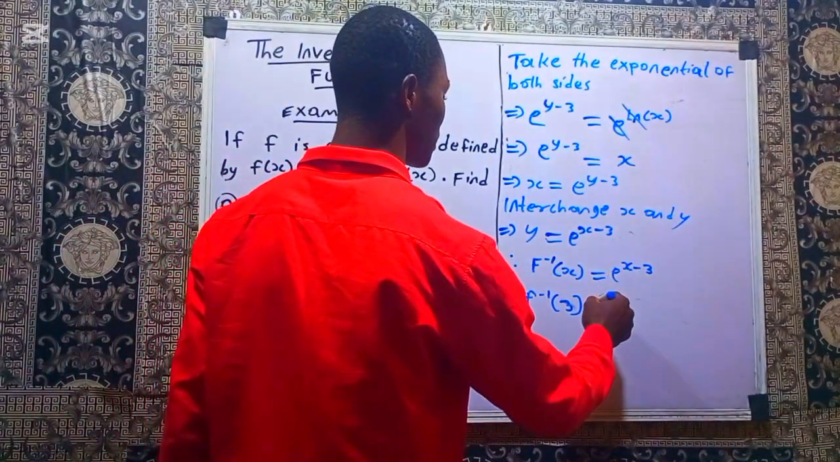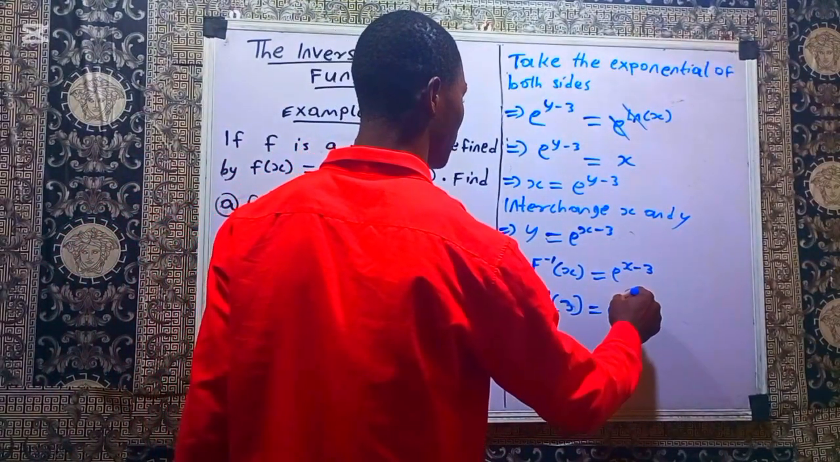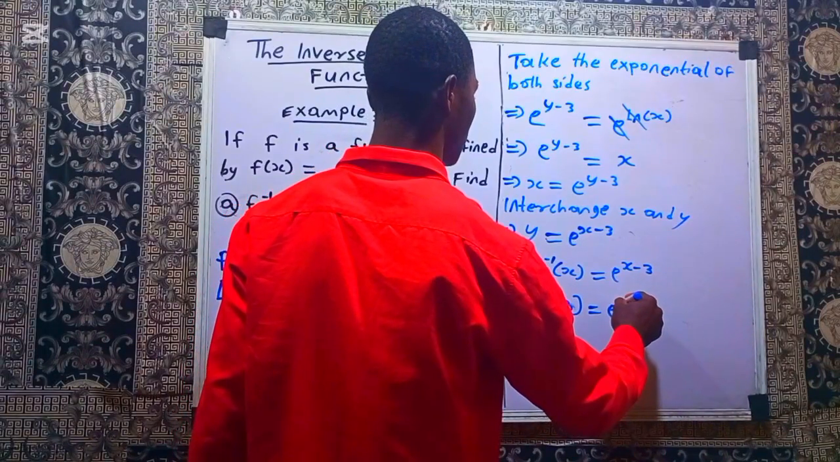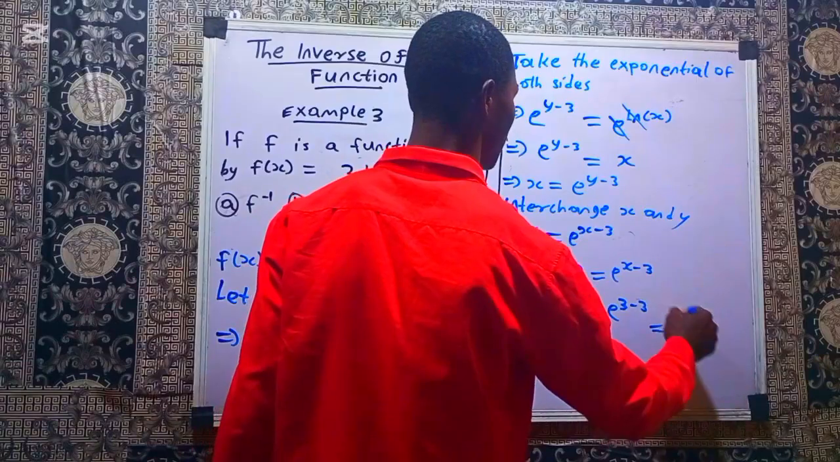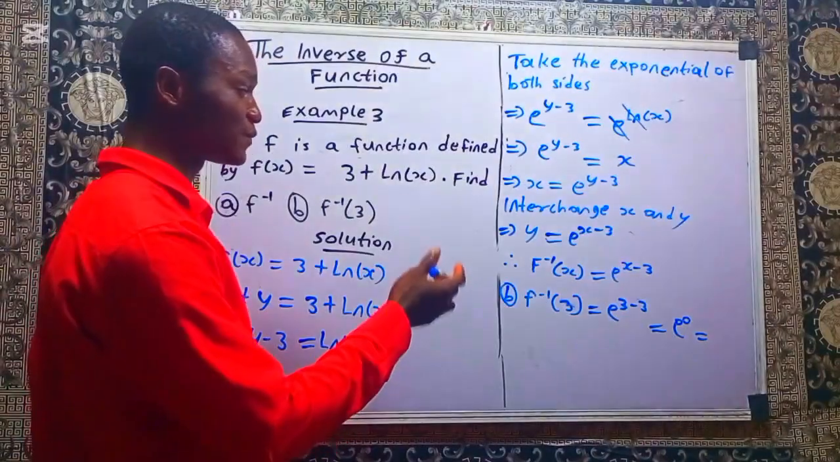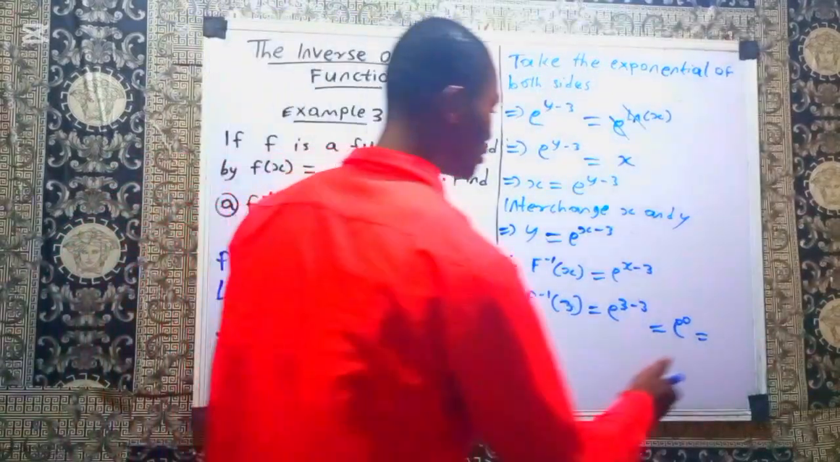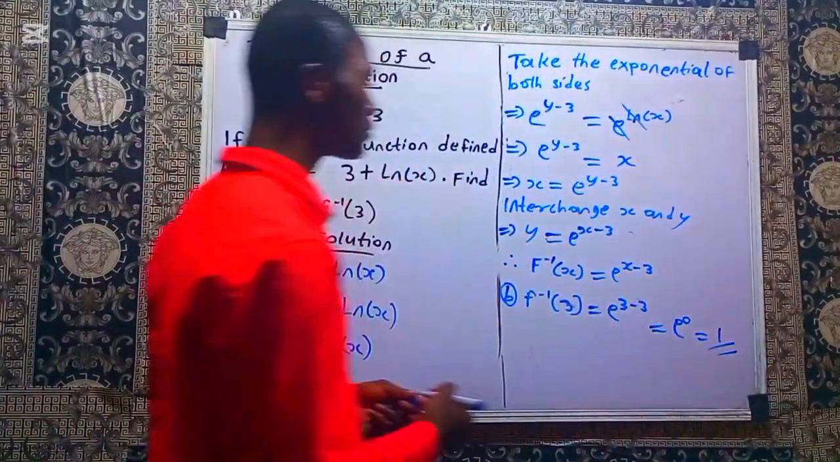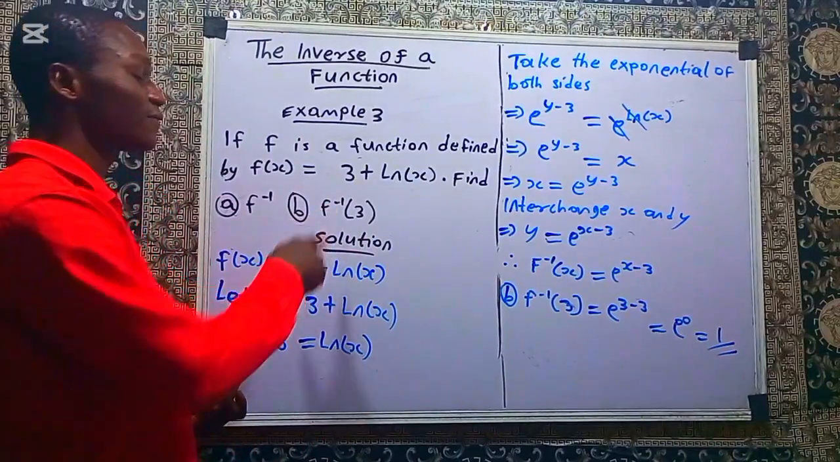So instead of exponential x, we'll have exponential 3 minus 3. So of course, clearly 3 minus 3 is 0. So we'll have exponential 0. If you raise exponential to the power of 0, you're going to get 1. Clearly you have 1. So the value of f inverse of 3 is 1.